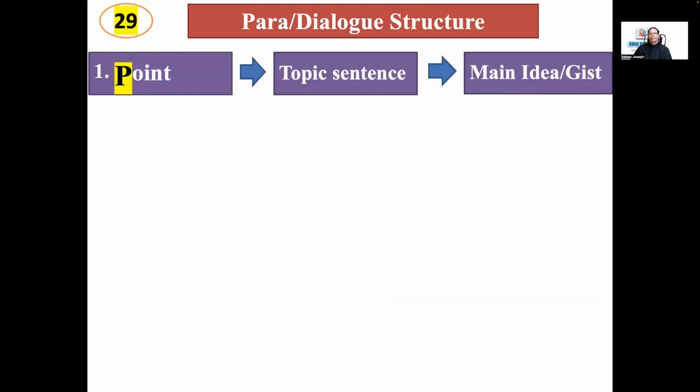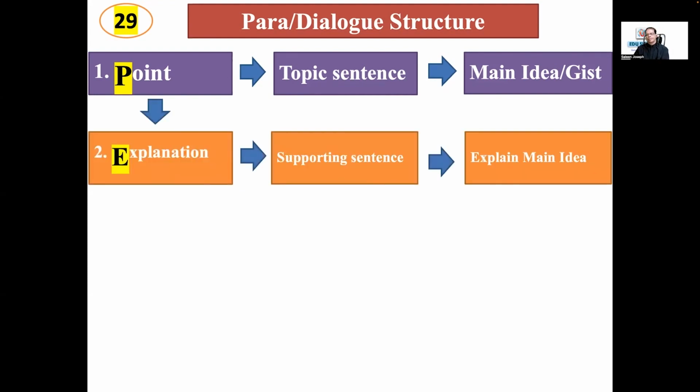Okay, the para dialogue structure. The dialogue structure is this: point, topic sentence. So the main idea is being presented in the question as well as in the answer. Main idea or the gist. Second one, as I said, explanation will be there. Supporting sentence. That will be explaining the main idea. What is the topic, the main concept that is being explained.